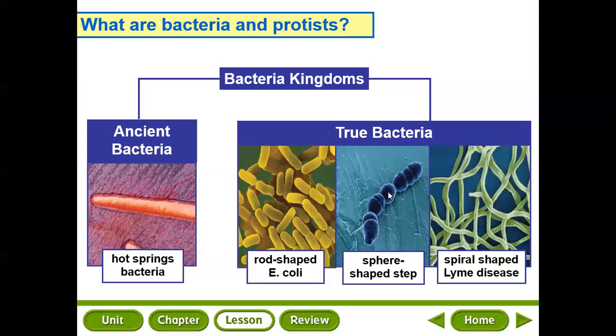Now let's talk about protists. What are protists? Protists are unicellular or multicellular organisms that make their own food or eat other organisms. The protist kingdom contains mostly unicellular organisms, for example, like bacteria and archaea.